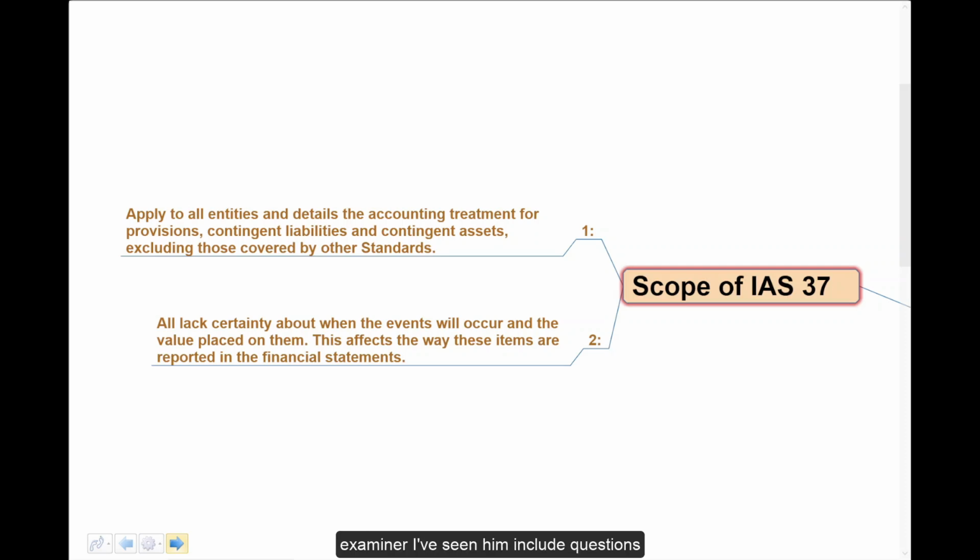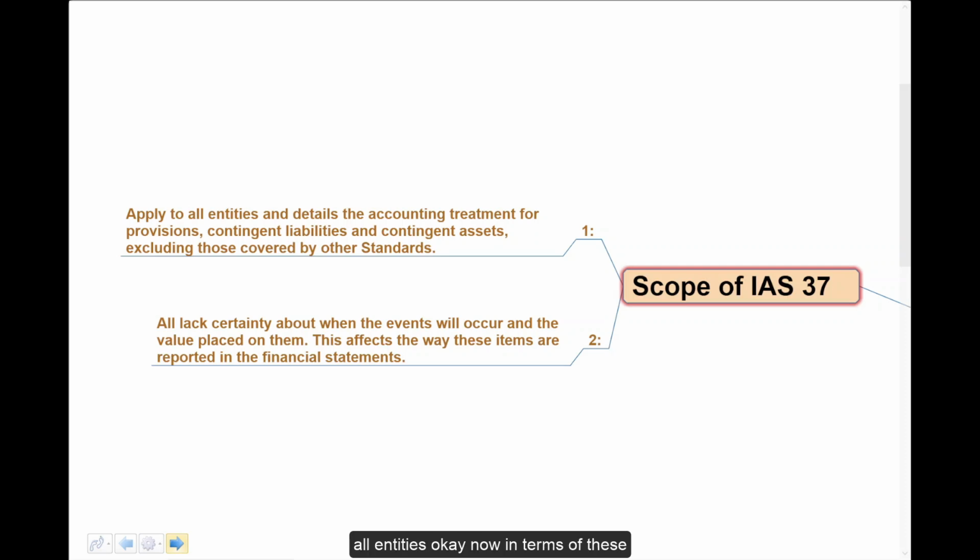Now, the examiner, I've seen him include questions that say IAS 37 applies to, let's say, only limited companies or only private limited companies or all businesses or only listed companies. It applies to all entities, okay? And it details what we know: accounting treatment, provisions, liabilities, contingent assets, excluding those covered by other standards. That's not overly relevant to us. The key point is all entities, okay?